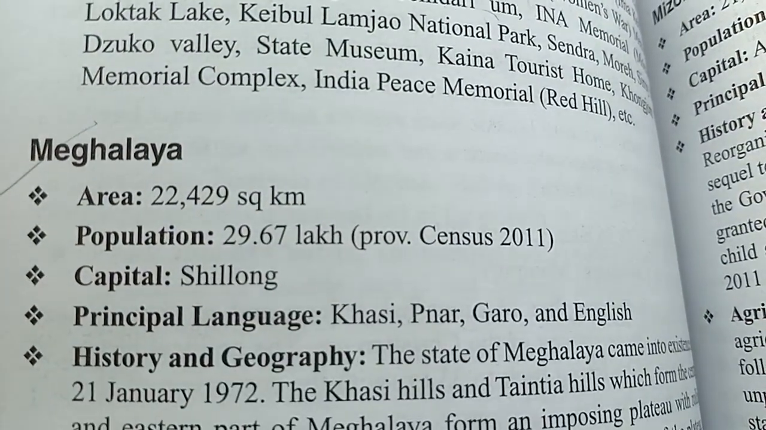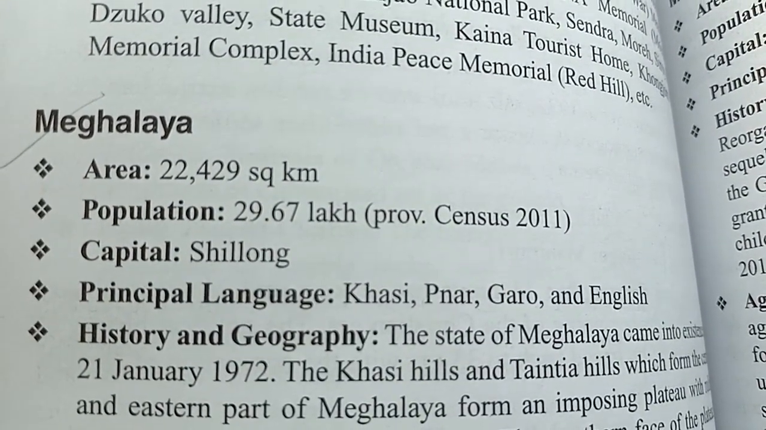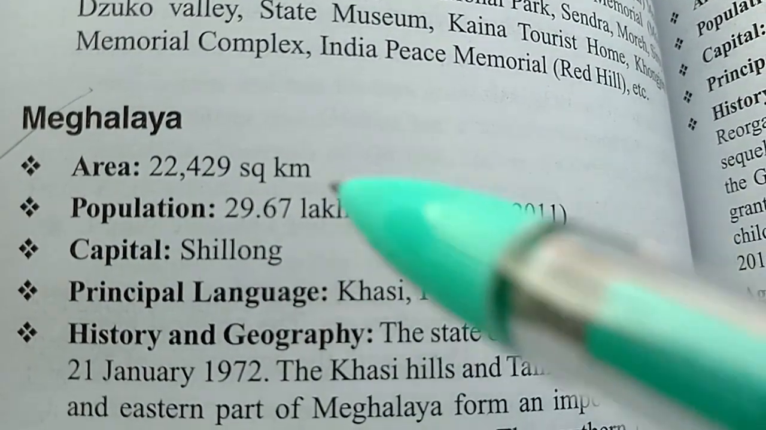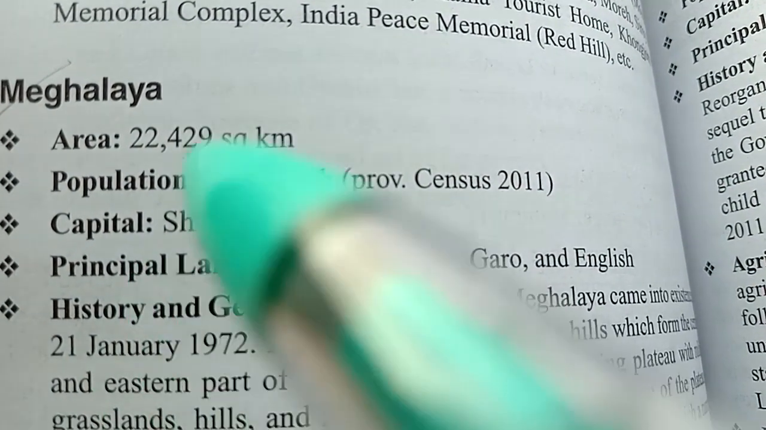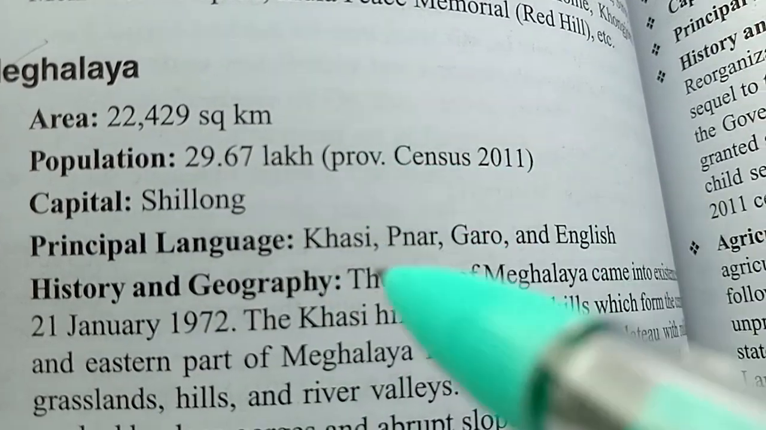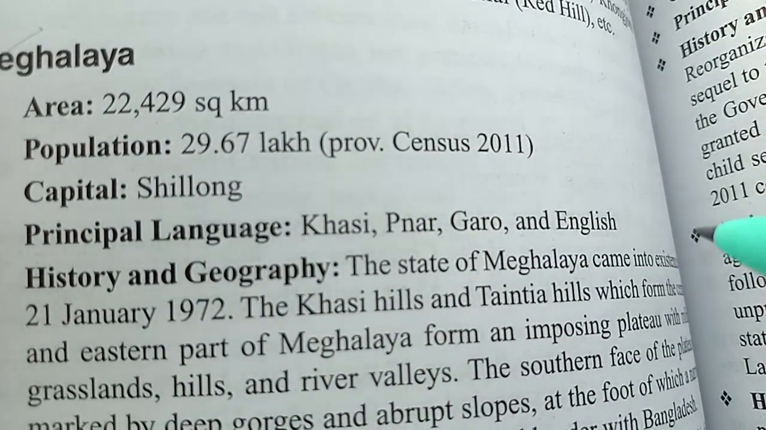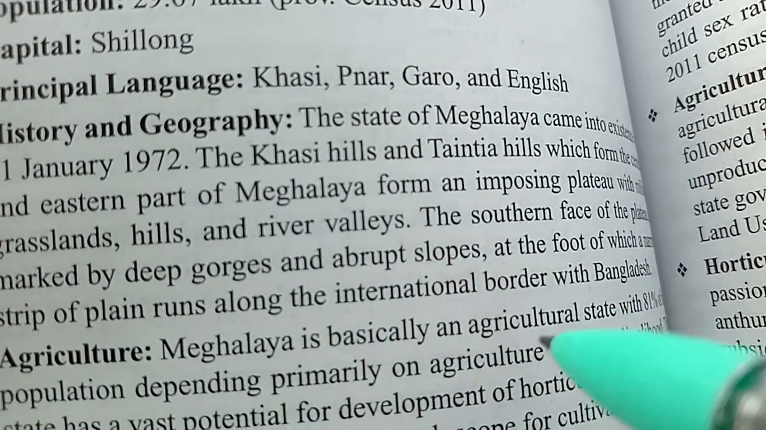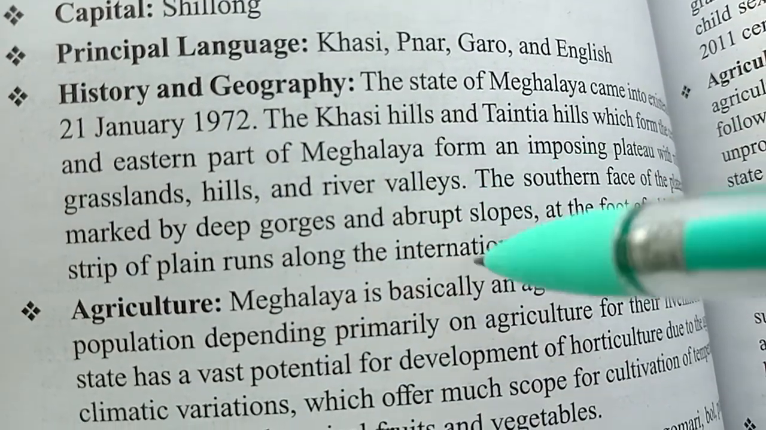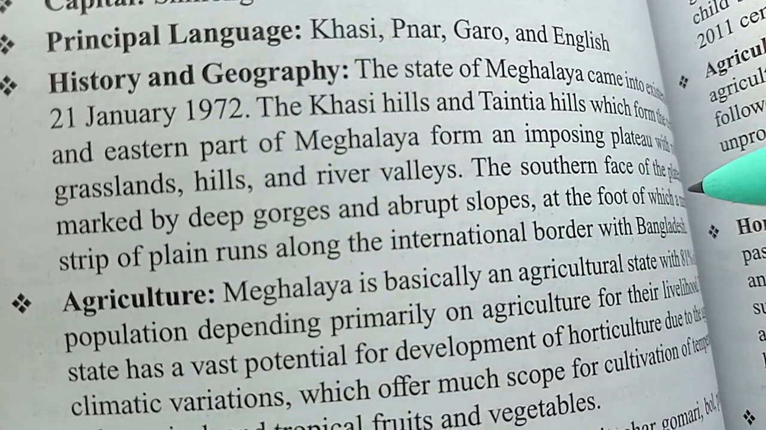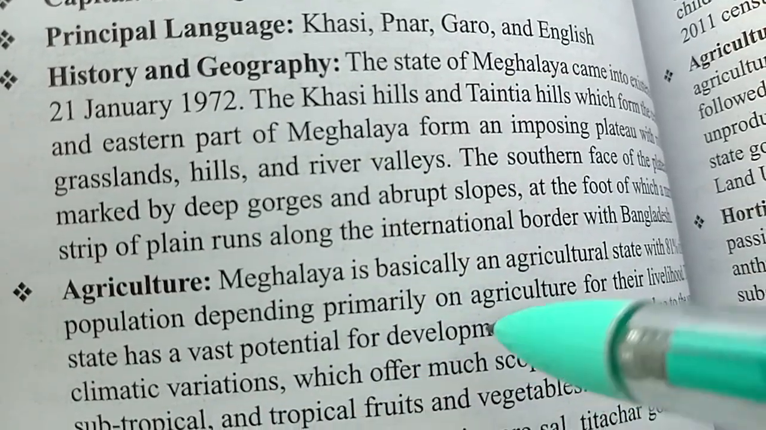Meghalaya. Area is 22,429 square kilometer. Population is 29.67 lakh. Capital is Shillong. Principal languages are Khasi, Garo, and English. Geography includes river valleys, islands, hills, and grassland. The Meghalaya plateau has abrupt slopes and deep gorges.